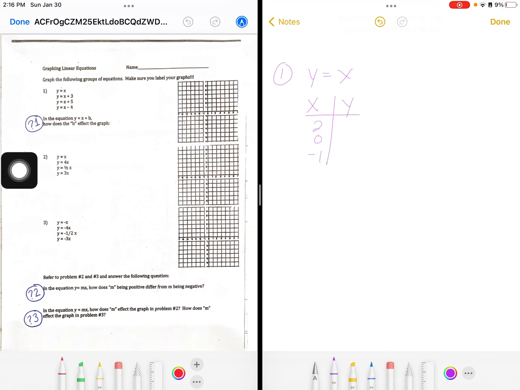So I know that if x equals 2, and y and x are equal to each other, then if x equals 2, y will equal 2. If x equals 0, y will equal 0. And the same for negative 1.